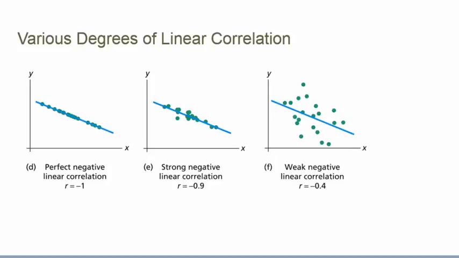My next graph is a weak negative linear correlation where r equals -0.4. My linear regression line still goes down from left to right. However, my data for my scatter plot is around the line with very few points close to the line.